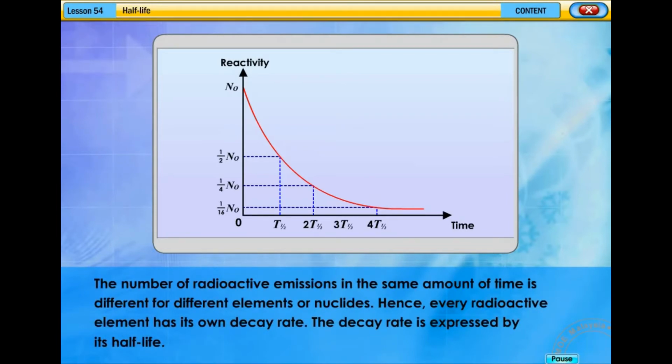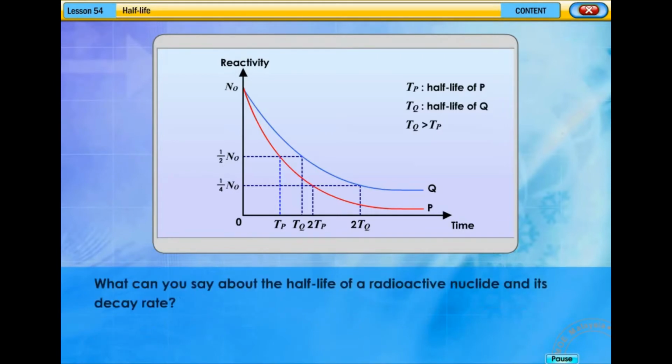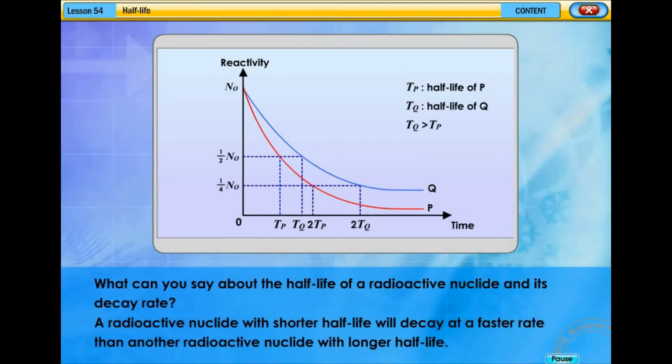The number of radioactive emissions in the same amount of time is different for different elements or nuclides. Hence, every radioactive element has its own decay rate. The decay rate is expressed by its half-life. What can you say about the half-life of a radioactive nuclide and its decay rate? A radioactive nuclide with a shorter half-life will decay at a faster rate than another radioactive nuclide with a longer half-life.